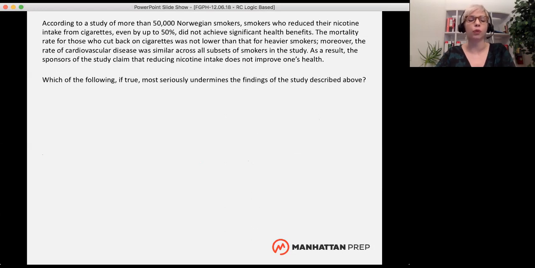here's a recommendation before you start reading. If you see that you have one of these short reading comp, it's probably an argument based, what you can do is actually read the question first before you read the whole passage. Sometimes it helps frame what you're looking for. And this question says, which of the following, if true, most seriously undermines the findings of the study described above? So undermines is another way of saying weakens. Yeah, so this is a weaken question.